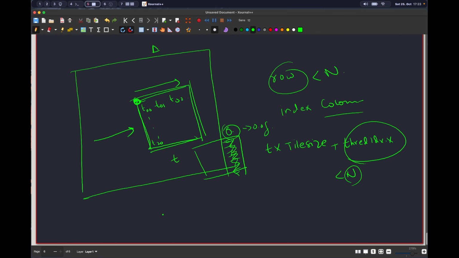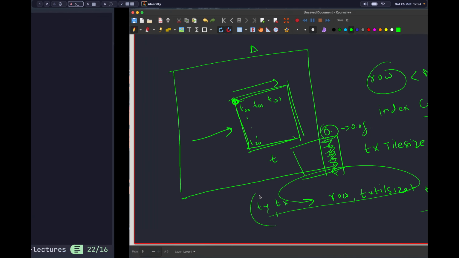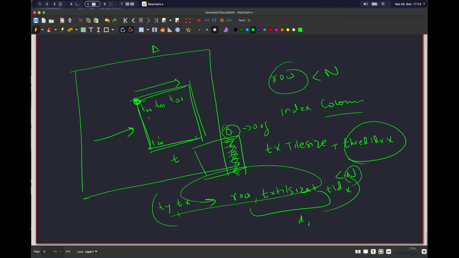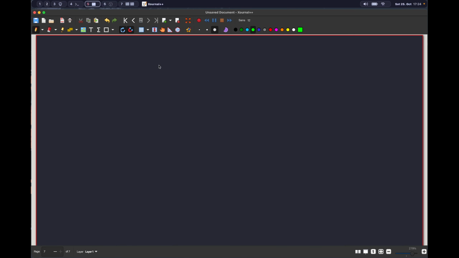So in the shared memory, the index will be ty comma tx, and we need to get the elements from row comma t dot tile size plus thread id dot x. This is just that. So this thing will come from DA. There's a similar procedure for B as well.